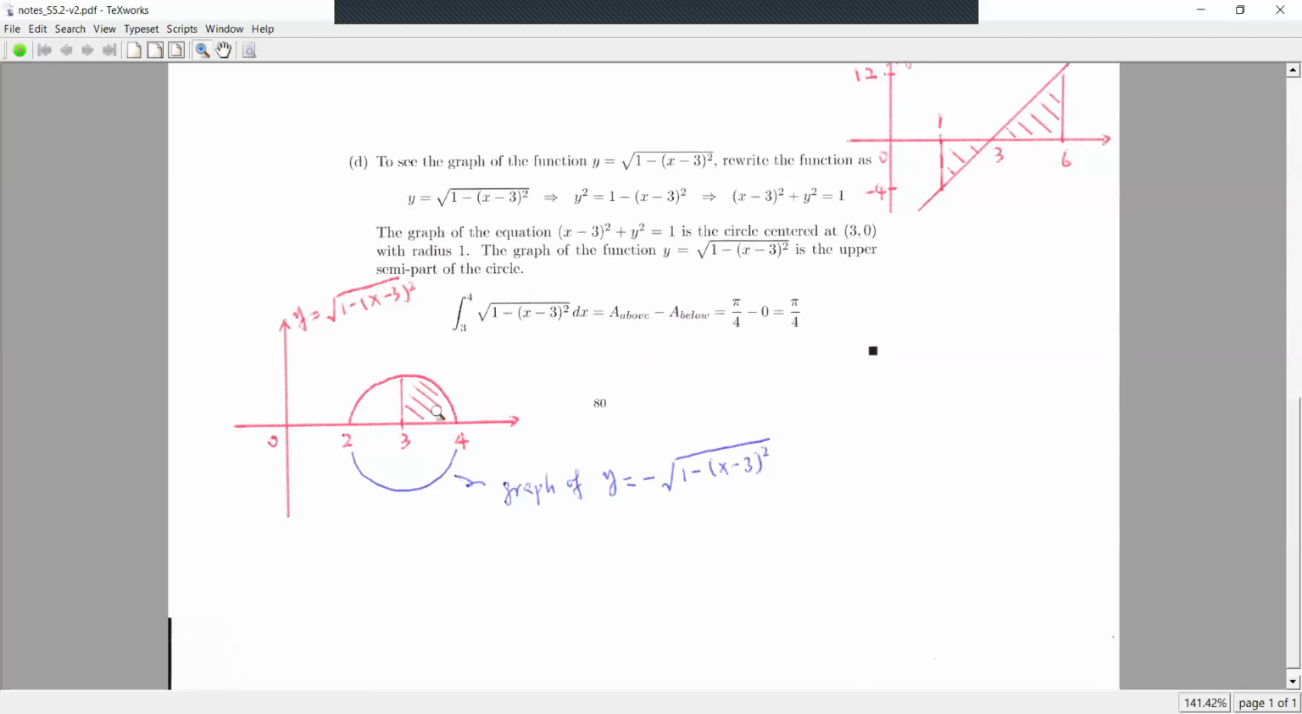The area above the x-axis is a quarter of the area of this circle. The area of this circle is pi r squared. r is 1, so the area of this circle is pi. A quarter of pi, so pi over 4, is the total area above the x-axis. So pi over 4 minus 0 is pi over 4. So this integral, the value is pi over 4.